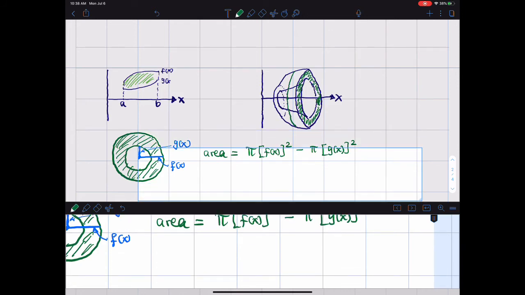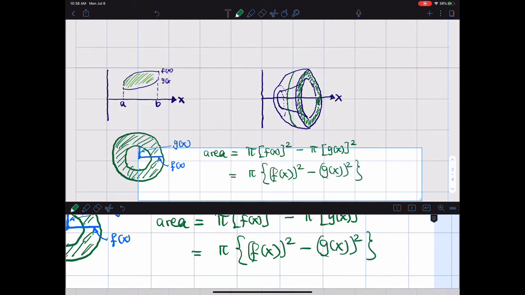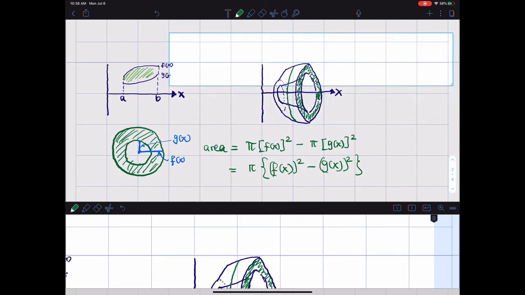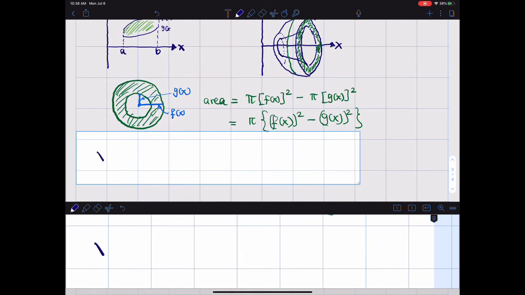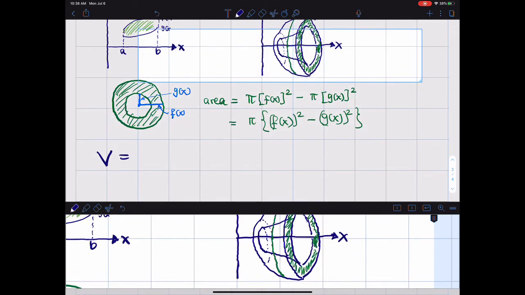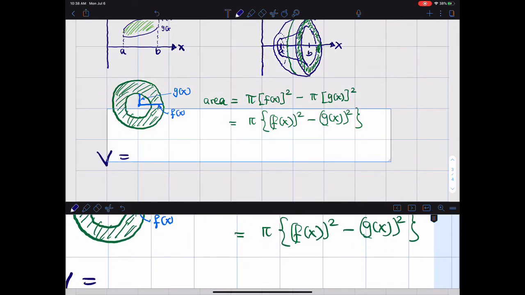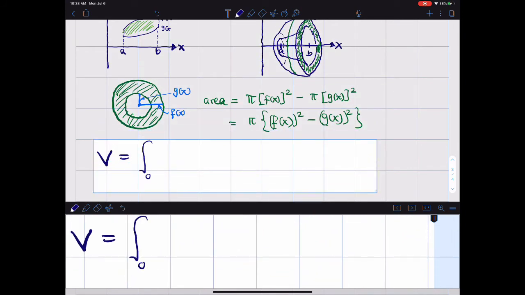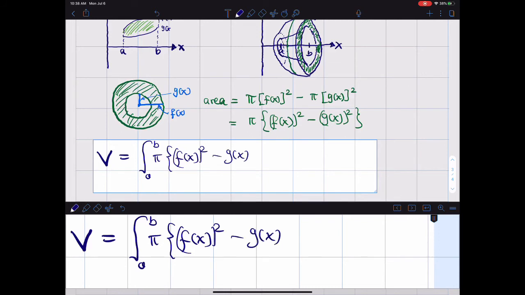Okay, so you can think of this as pi, f of x squared minus g of x squared, all right? And then if you want the volume of this solid, the volume now is going to be the integral from a to b of pi, f of x squared minus g of x squared dx.